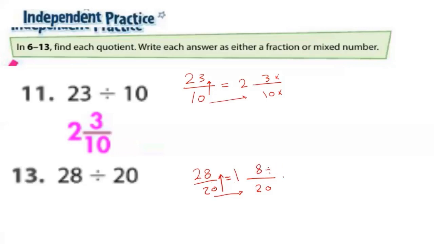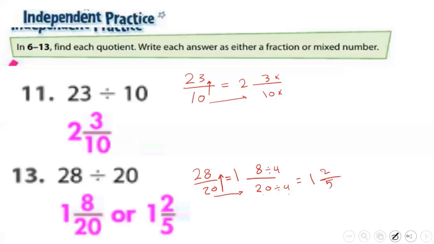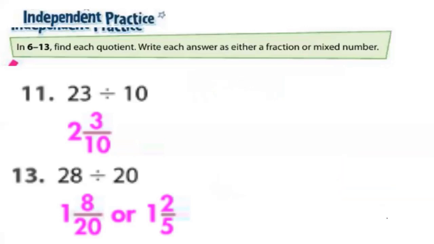Here is a relation between 8 and 20, both of them divisible by 4. I will keep the 1 as it is. 8 divided by 4 equals 2. 20 divided by 4 equals 5. So the answer here is 1 and 8 over 20, or 1 and 2 over 5, as you see in front of you. Copy the answer and move to another question in independent practice.